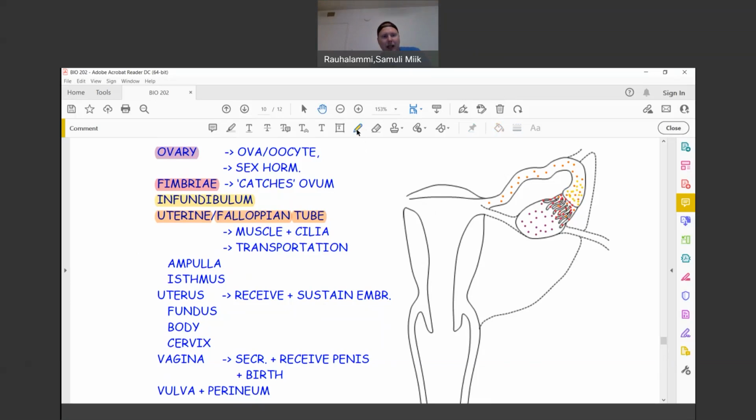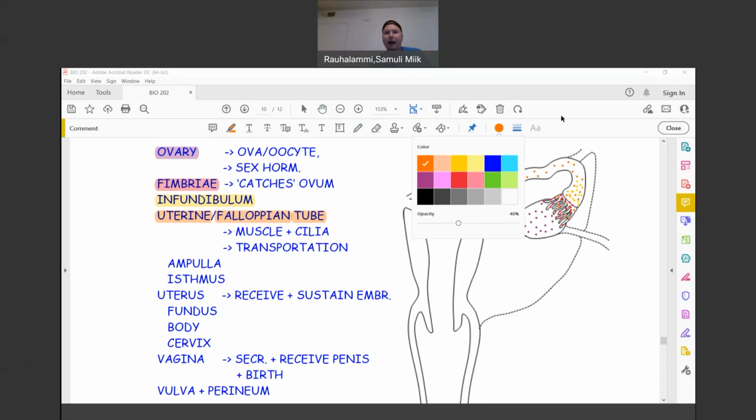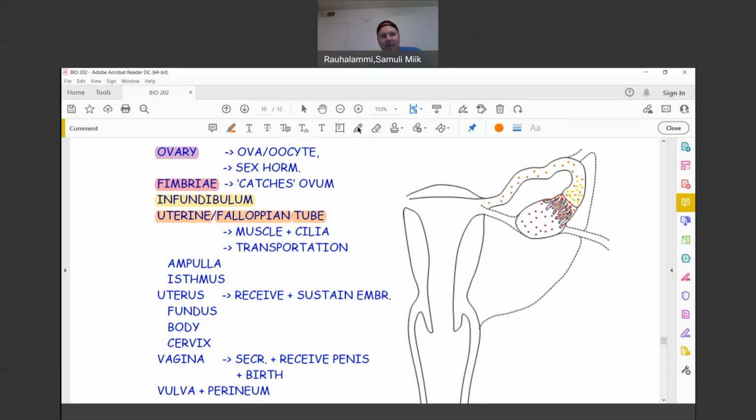What we end up seeing is that there is a muscular tube. It has cilia that help to sweep the egg cell towards the uterus, helping that journey as well. Really the main function of the uterine tube is the transportation of the egg cell.